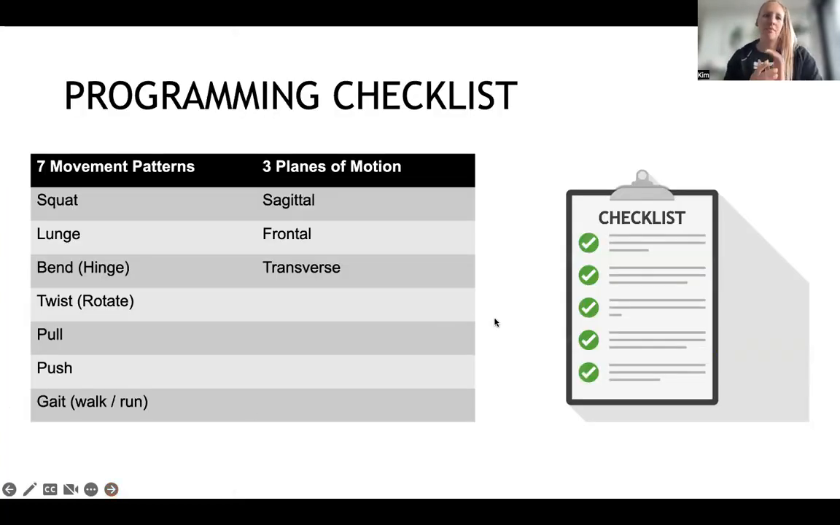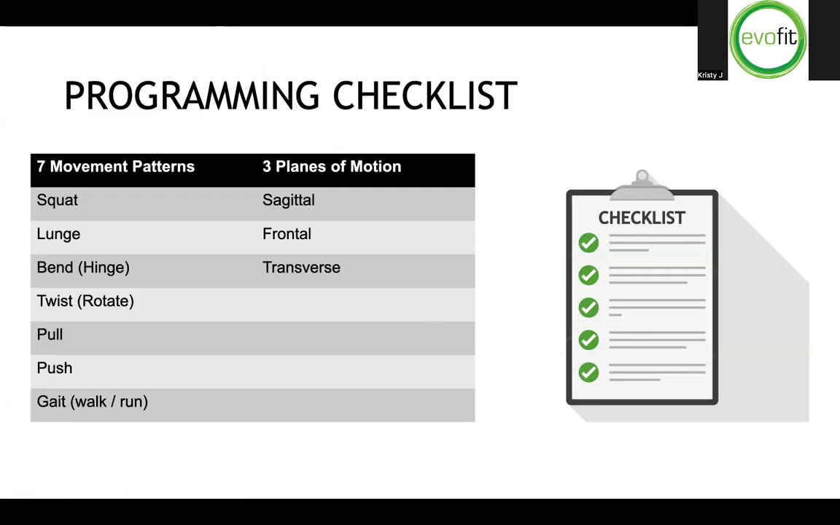Basically, whenever I write a program, and this is what makes things super easy if you're trying to create a program, I want to incorporate all 7 movement patterns and all 3 planes of motion every single time. So this is literally my checklist in my head every time I go through. This will create a full body balanced program every single time.